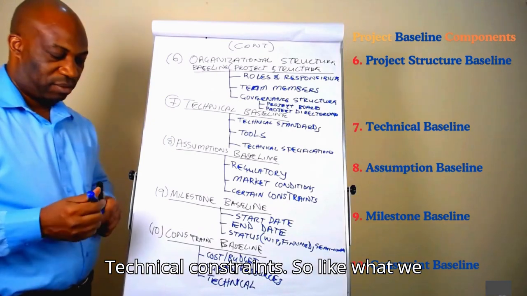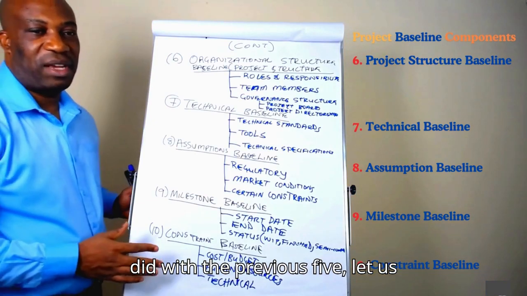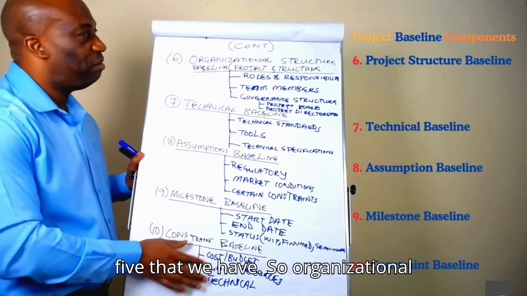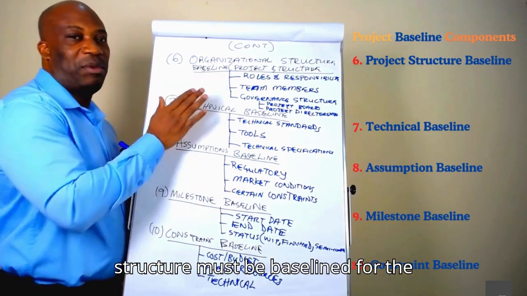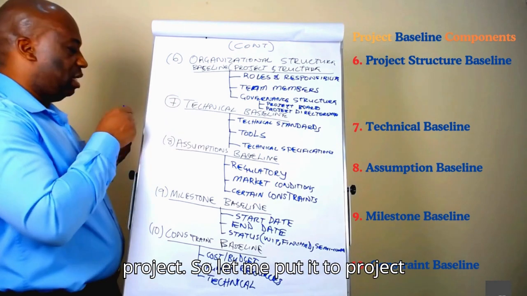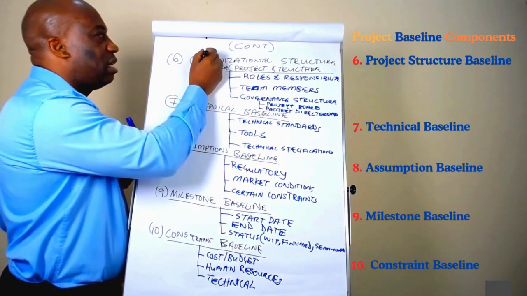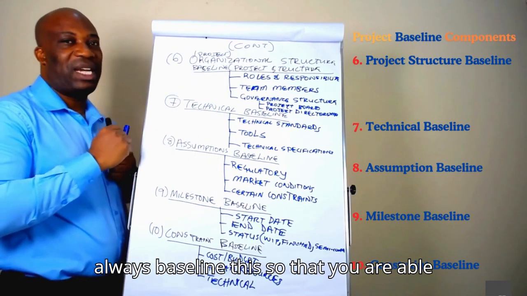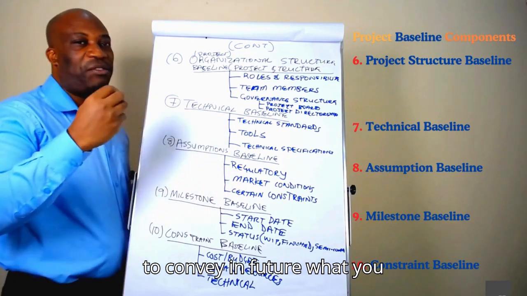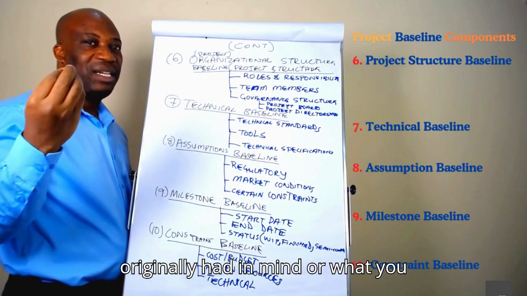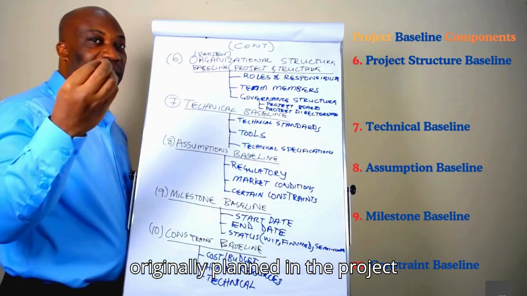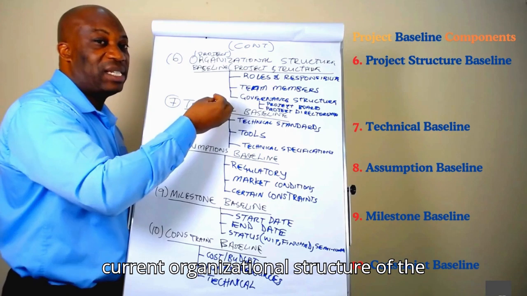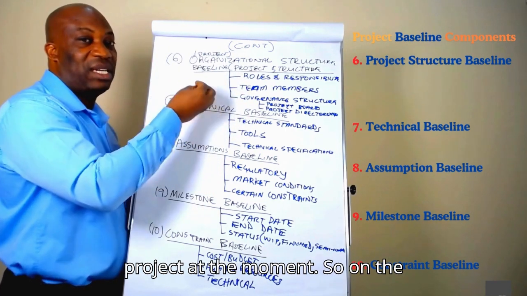Like what we did with the previous 5, let us recap on the last 5 that we have. So organizational structure must be baselined for the project. You should always baseline this so that you're able to compare in future what you originally planned in the project against what is the current organizational structure of the project at the moment.